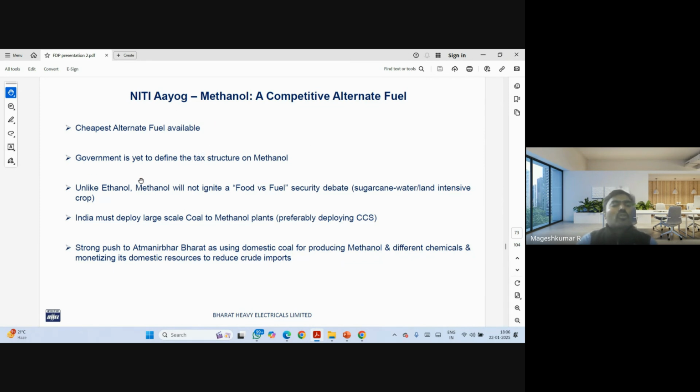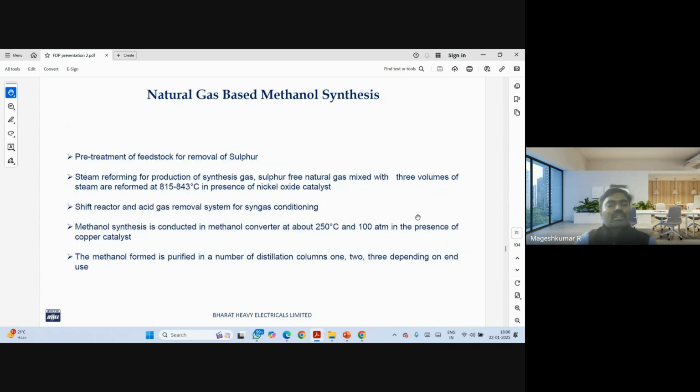Government is yet to define the tax structure on methanol. How it is going to be done is yet to be decided; the policy needs to be rolled out. Presently, commercial scale methanol projects are not available to the extent which is required. It is in the process of building those. By building these various gasification projects, we could convert various products which find application in various industries. It reduces the import, as I was repeatedly saying.